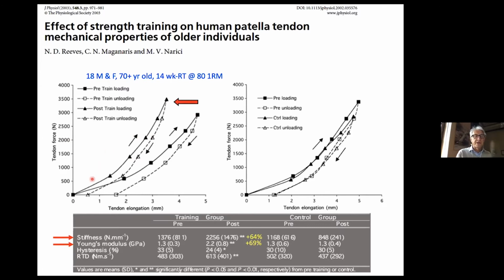And so when we calculate the stiffness before and after training, you can see that after 14 weeks, there was a 64% increase in stiffness and a 69% increase in Young's modulus. So the elderly tendon retains a huge capacity to recover stiffness upon loading. So it is a very highly plastic tissue.